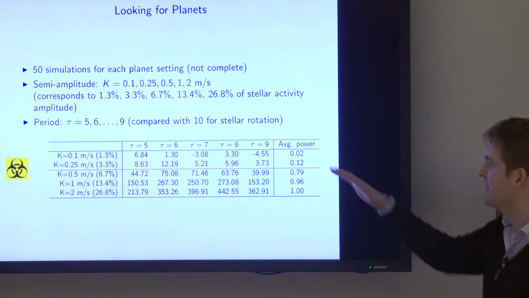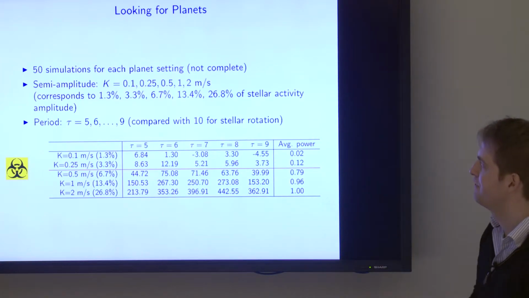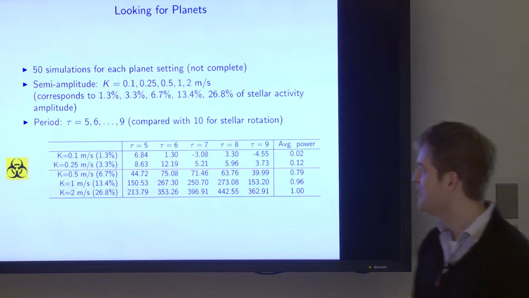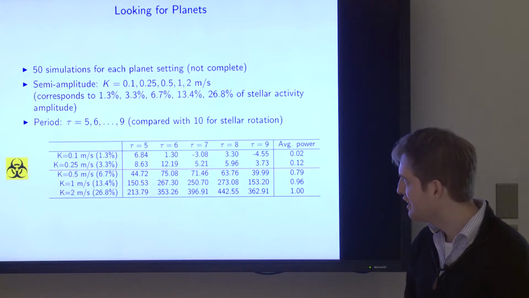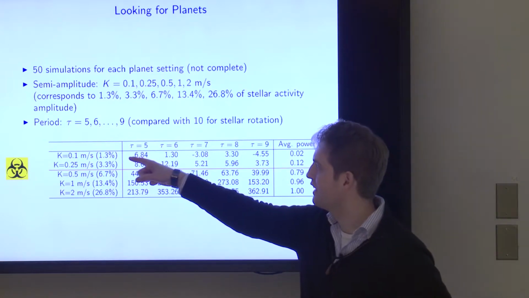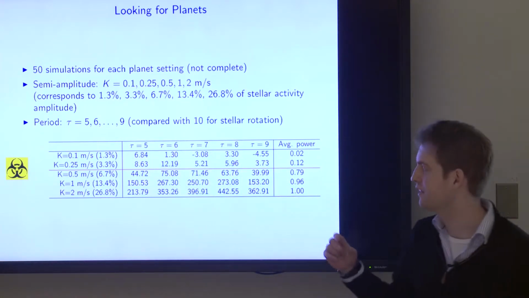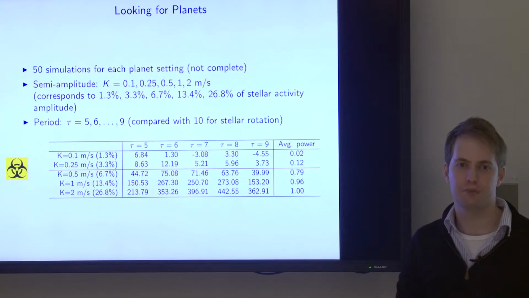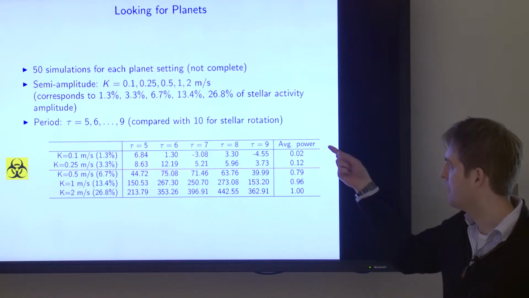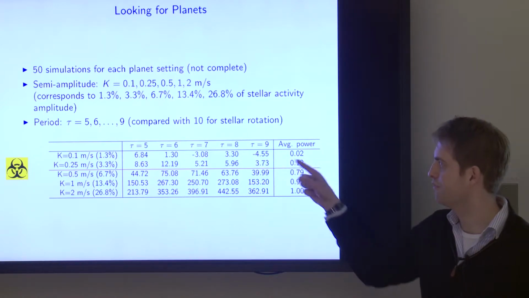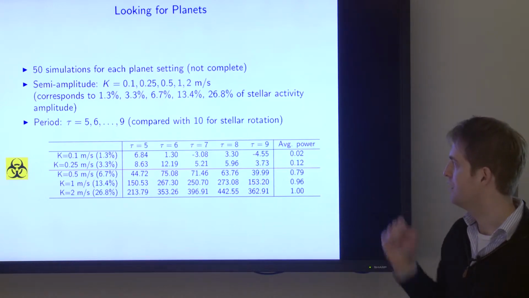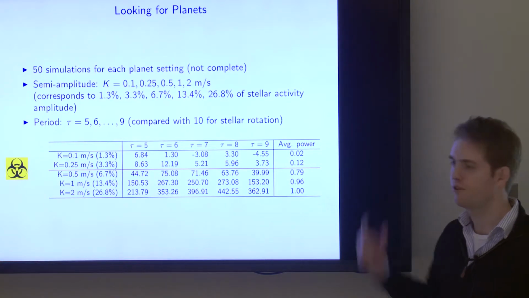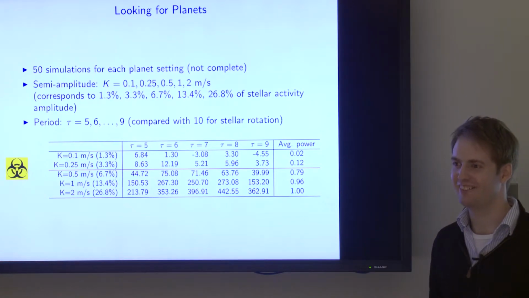And this is the median value across my 50 simulations, which haven't actually completed because we're doing some things. But in the first row, when the planet signal is very small, 0.1 meters per second, the delta BIC values are not very big. And so our average power across these different periods, which are the columns, is only 2%. So we're not going to detect the planet then.